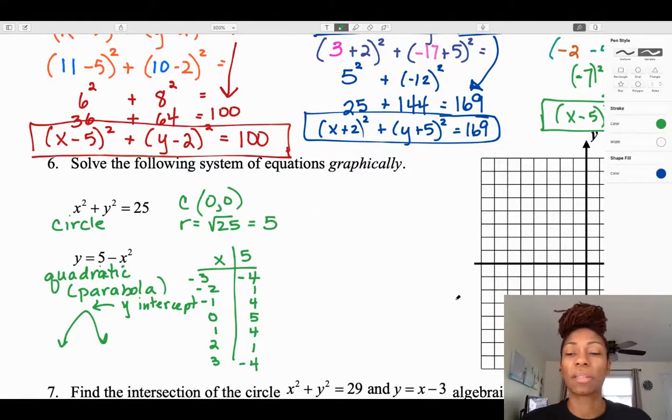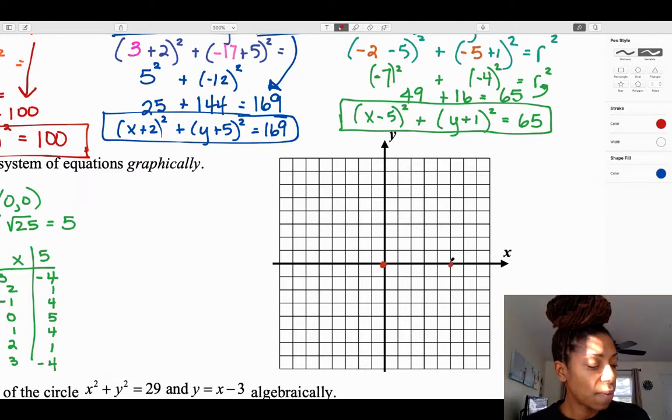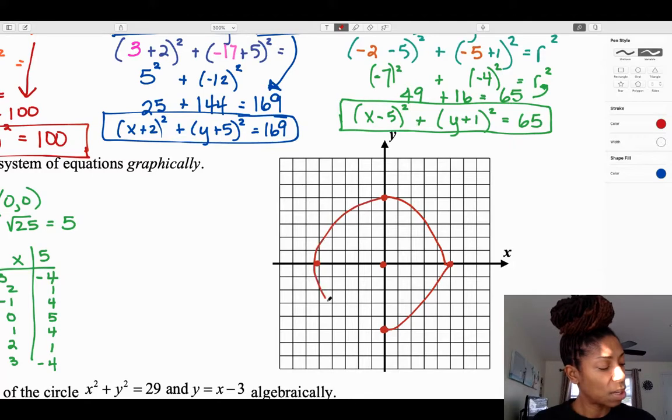Let's start graphing. I'll graph the circle first. My center is at (0, 0), and the radius is 5. So that means I'm going to go 5 units in every direction. 1, 2, 3, 4, 5 up. 1, 2, 3, 4, 5 to the left. 1, 2, 3, 4, 5 and down. 1, 2, 3, 4, 5. And then I make my circle. Oh, my circle's terrible. There we go.